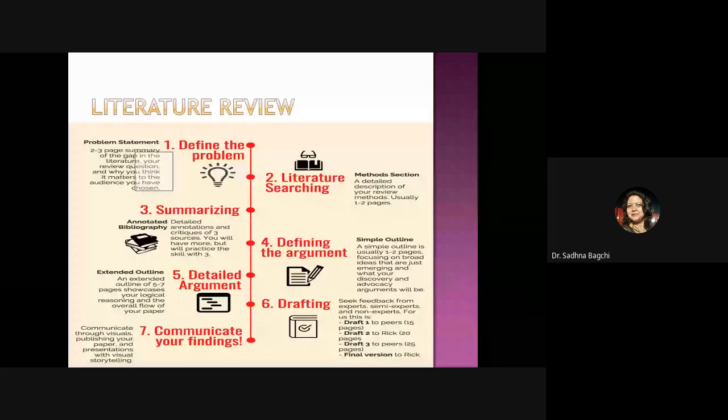Detailed arguments mean what you are going to deal with. So many things are important, and so many things are related to your topic, but you can't deal with all the topics and all the things in one study.